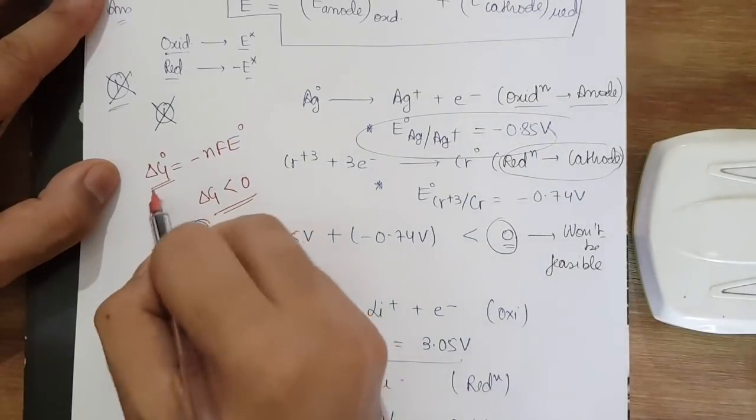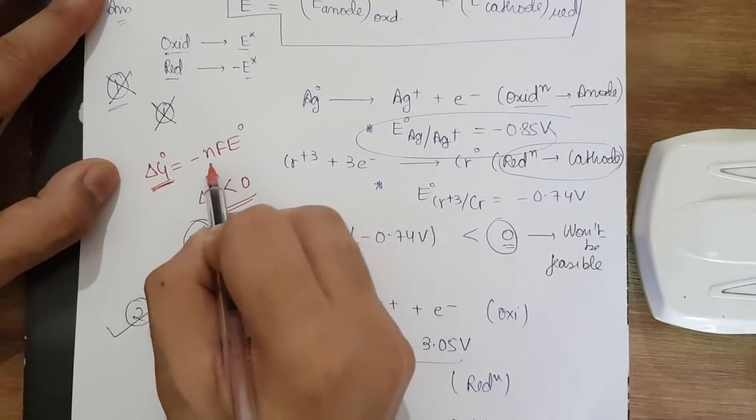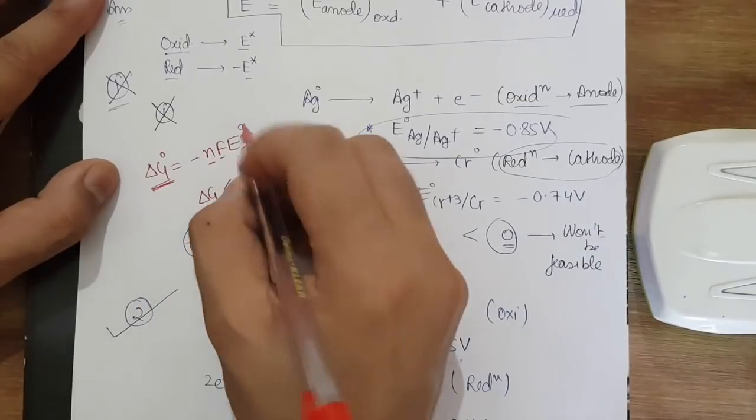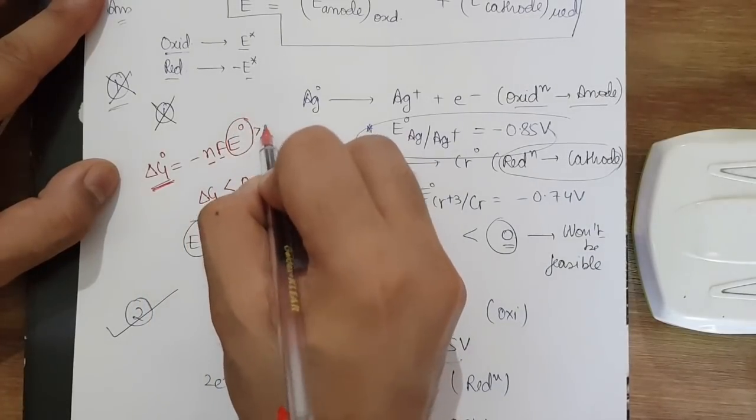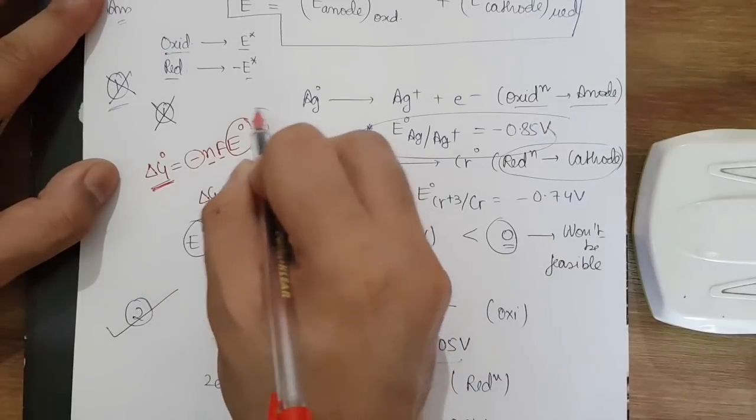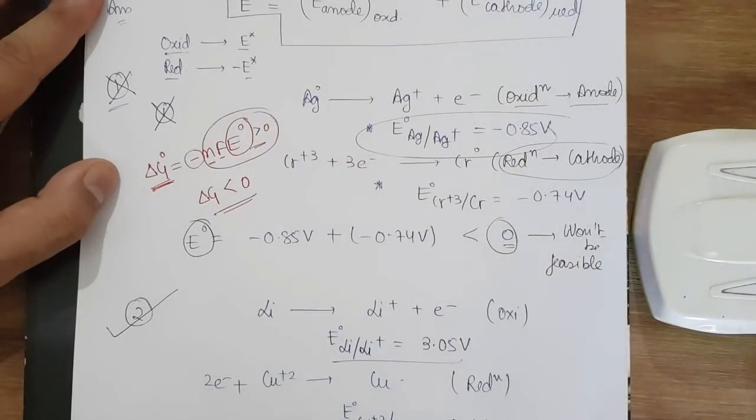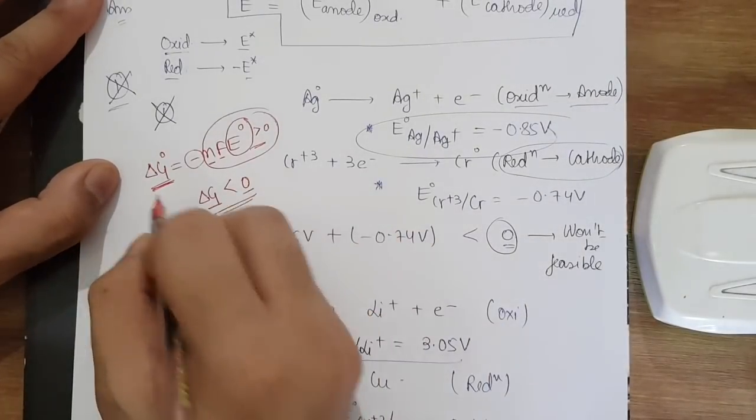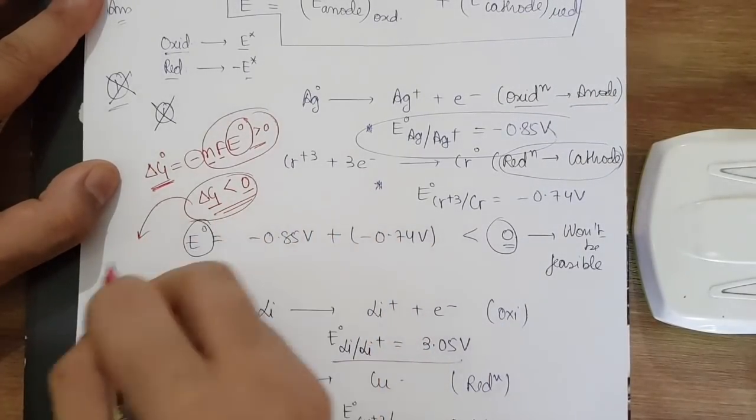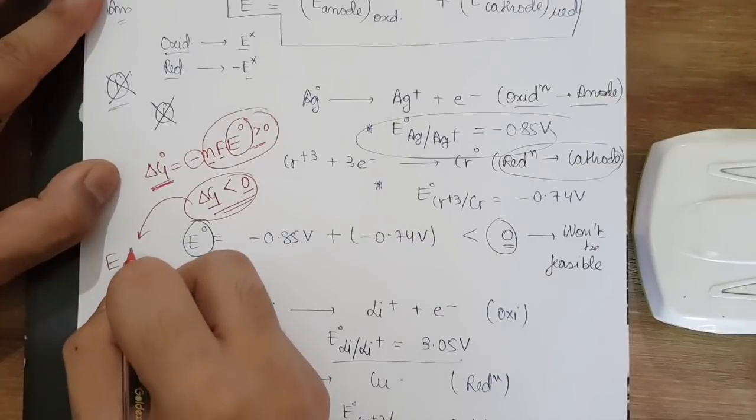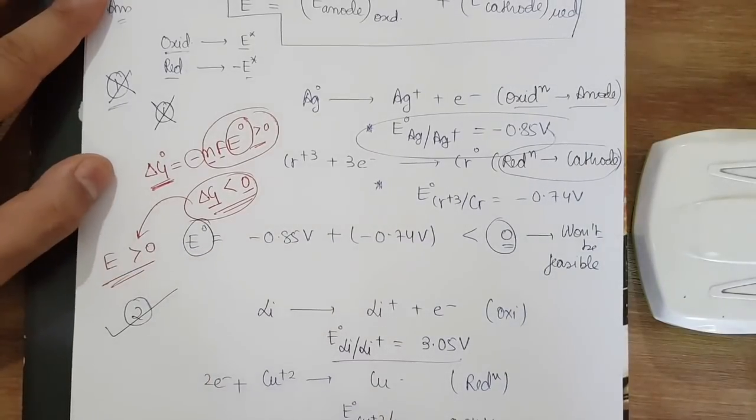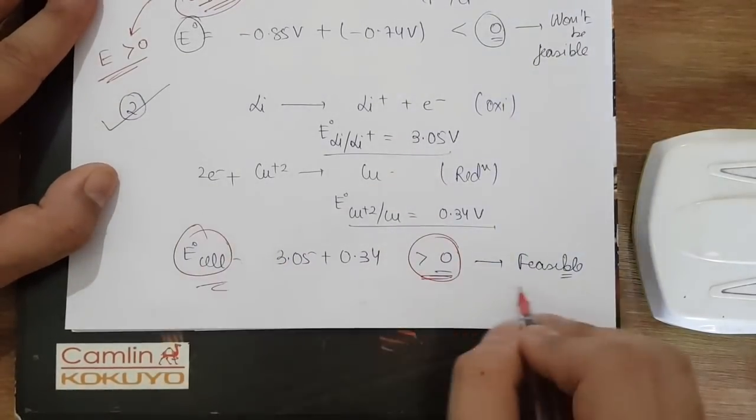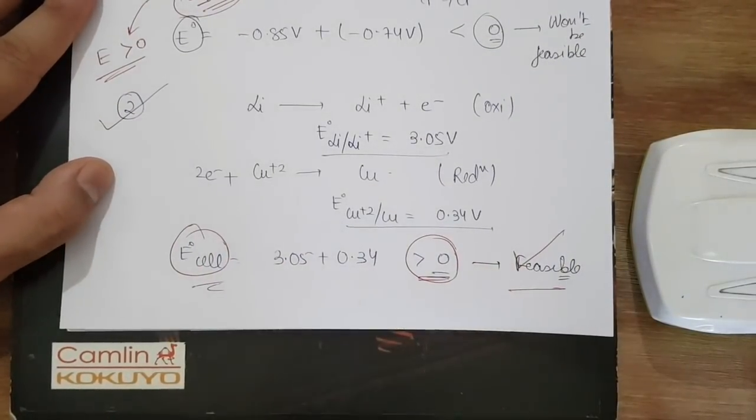So if the value of delta G has to be less than 0, n is always positive, F is 96500, and then you can see that E naught has to be greater than 0 so that this negative sign balances the total positive in order to give me the final answer as less than 0. So that is why if we want delta G to be less than 0, we want the value of E to be greater than 0. So feasibility would occur only when E is greater than 0 for the reaction to be feasible.